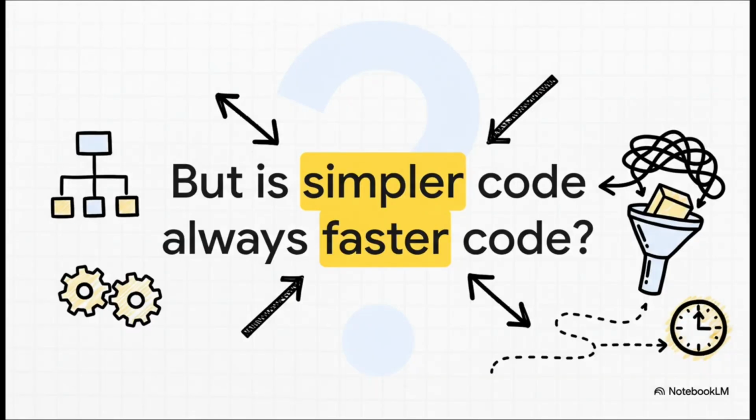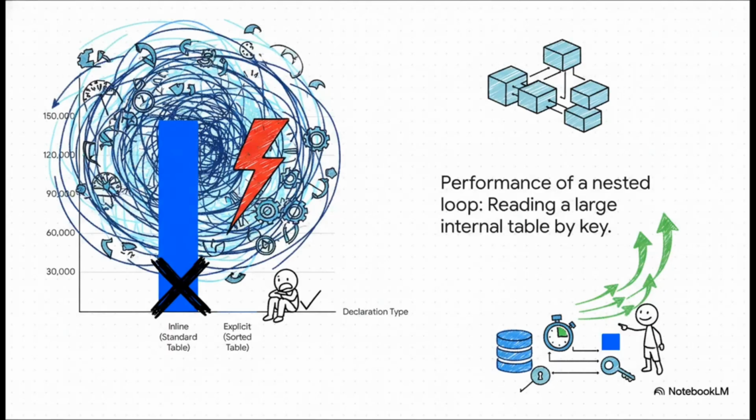We've made our code shorter, cleaner, simpler to read, but is it actually faster? Well, in some very common situations, the answer is a big, flashing no. Just look at these numbers. This is from a performance test of a nested loop, where we're reading from an inner table using a key. The inline version on the left took over 147 milliseconds. Now look at the version with an explicitly declared sorted table: 81 milliseconds. We're not talking about a small difference here. This is the difference between an application that works and one that is completely unusable.